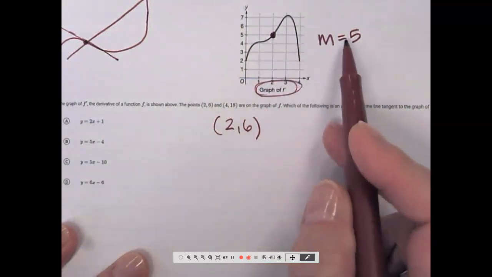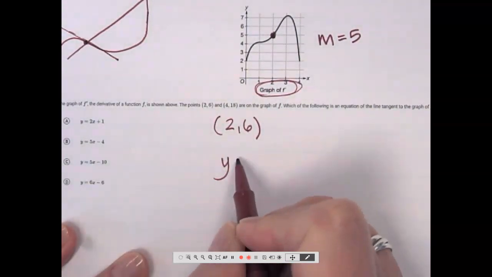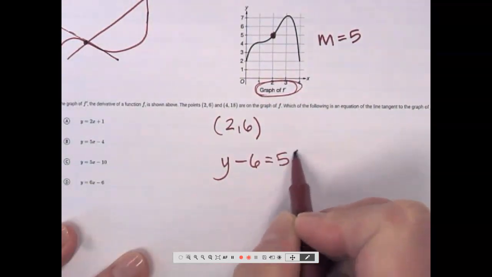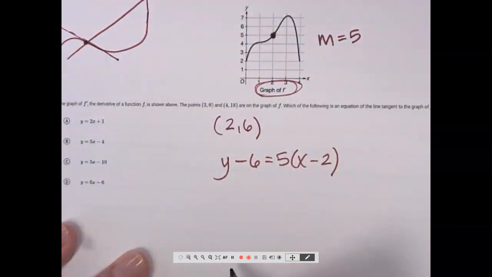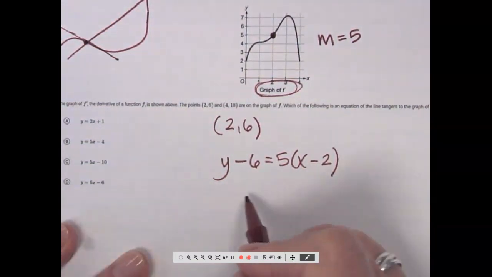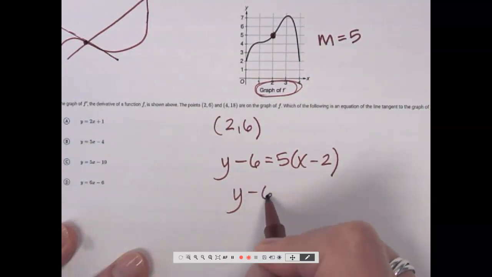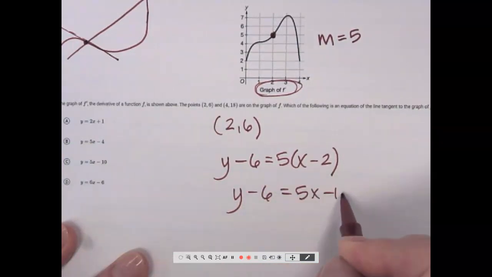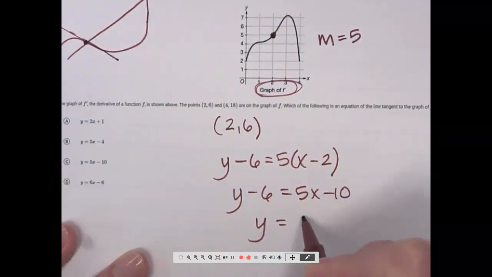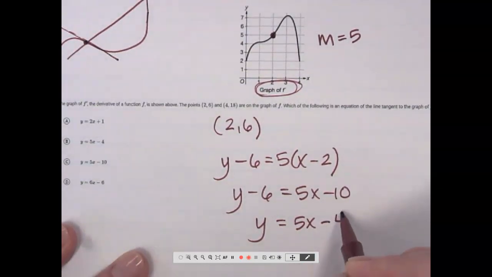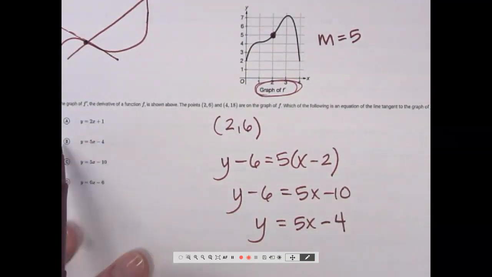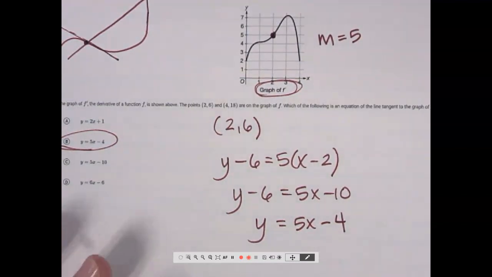So, I know that my slope is 5, so I have y minus 6 equals 5 times x minus 2. And again, this is in slope-intercept form. And 6. And we get B. Question?